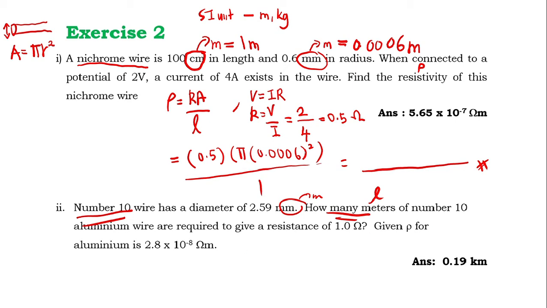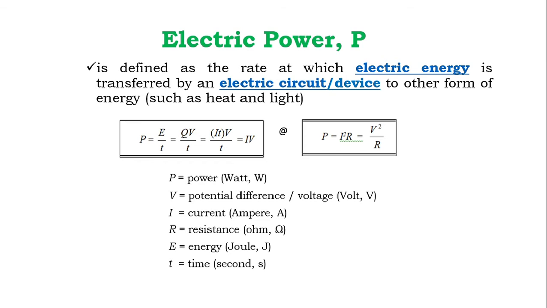Tadi jawapan. So electric power. Okay, electric power is defined as the rate at which electric energy is transferred by an electric circuit or device to other forms of energy such as heat and light. So ini adalah formula untuk power. So biasanya awak akan jumpa P equal to IV ataupun I squared R or V squared over R. Ni yang kebiasaannya lah. P I kuasa 2 R, V kuasa 2 over R. Ya, semua formula ni form daripada formula yang sama je sebenarnya, daripada IV.